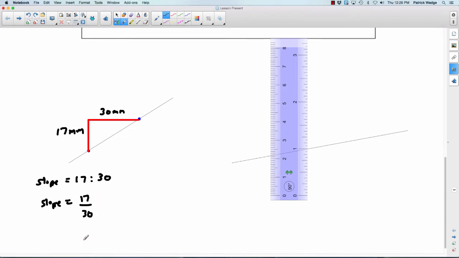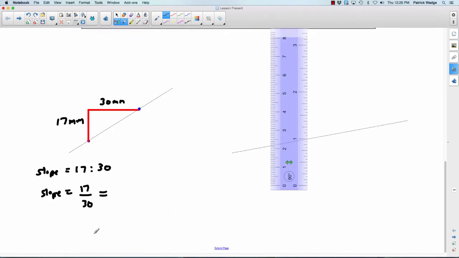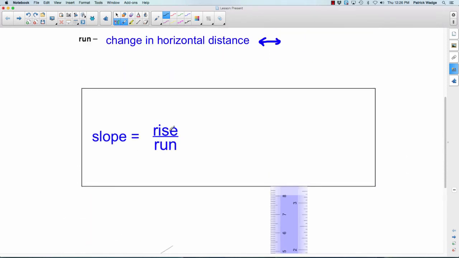And then, as I said, you have a choice. You can leave it as a lowest terms fraction, and this is in lowest terms, so that's good. Or you could actually divide 17 by 30, and you get whatever answer I said before. What did I say? 0.56 repeating. Okay, so that is one way you can get the slope: rise divided by run.